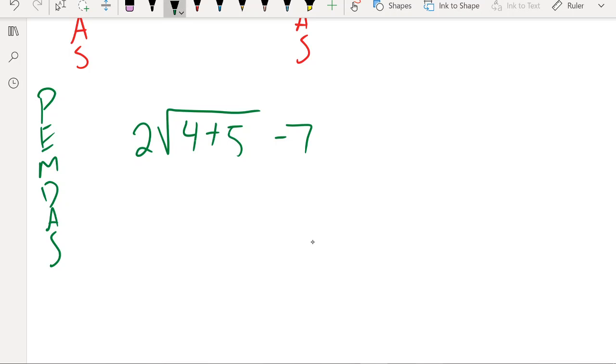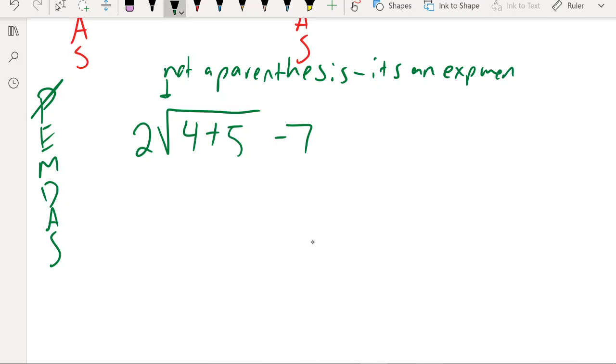But there's no parentheses. This is not a parentheses. It's not a parentheses. So I guess there's no parentheses, so I go on to exponents. All right, here's an exponent. It's an exponent. Powers, roots, and anytime you have to flip a number, those are all what's considered exponents.